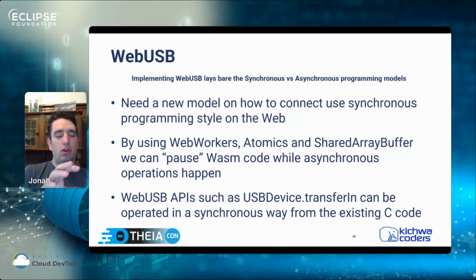So to do this, we're using a bunch of APIs that a web browser provides: web workers, atomics, and shared array buffers. And to do this, we can actually pause the WASM code while asynchronous operations happen. Now that allows us to take the WebUSB API for transfer in, and it can be operated in a synchronous way. So instead of having a callback when the transfer is complete, we can pause the WebAssembly until the transfer result is ready, and then continue the C code.